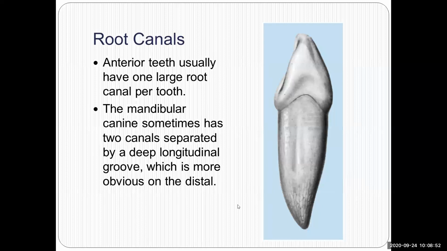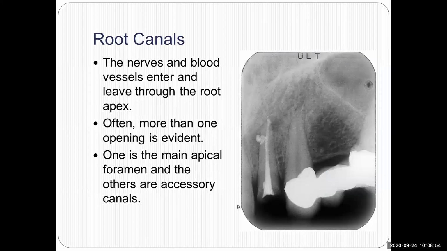The nerves and blood vessels enter and leave through the apex of the root. Sometimes more than one opening is evident. One is the main apical foramen and the others are accessory or lateral foramens. So this is the main foramen here, and you can see this is the accessory canal.